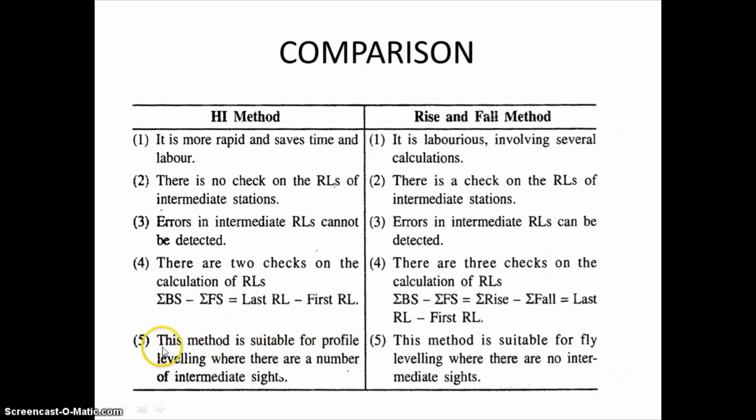And fifth point, in HI method, this method is suitable for profile leveling where there are a number of intermediate sights. Whereas here, this method is suitable for fly leveling where there are no intermediate sights. Okay, so this is one comparison between HI method and rise and fall method. You have to remember all the points.